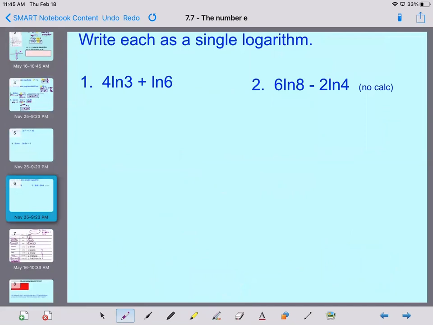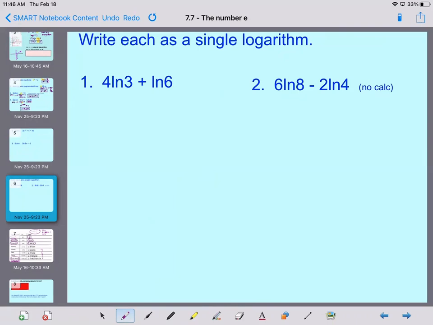Okay, so we're going to switch gears a little bit, and now we're going to use our properties with these natural logs. All the same properties apply. Product property, quotient property, power property, inverse property. Natural logs are still logs. So all the same rules apply. No calculators right now.